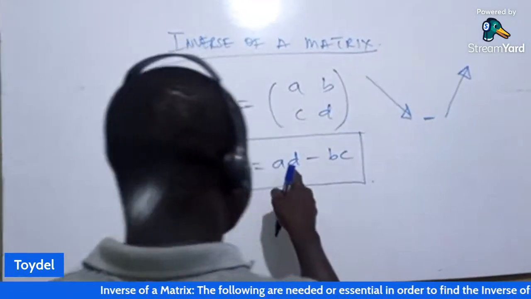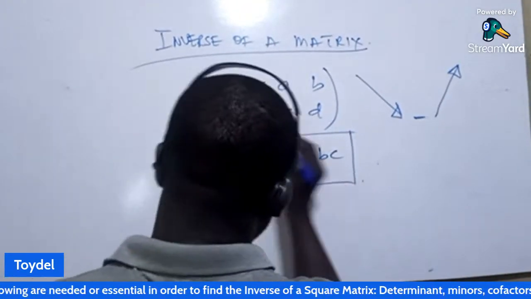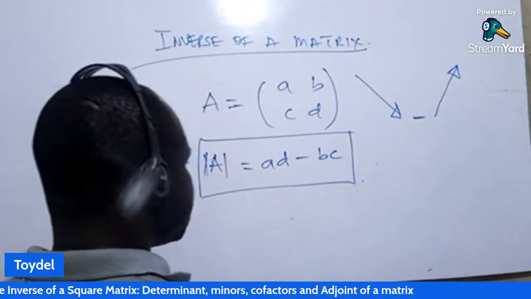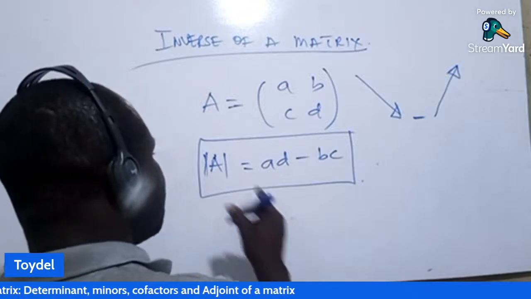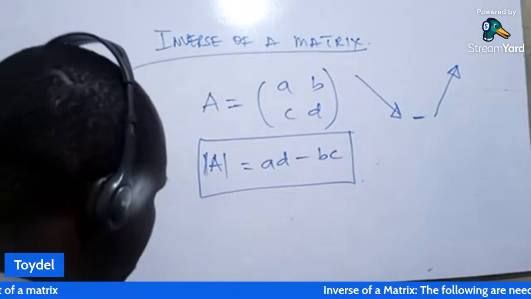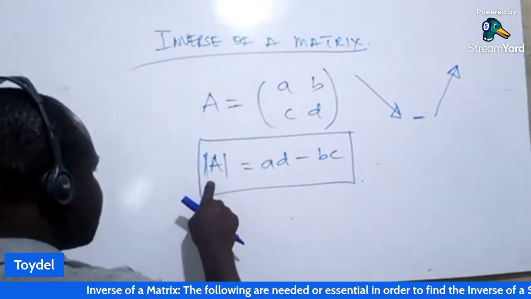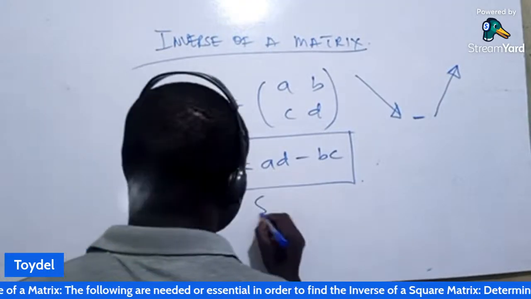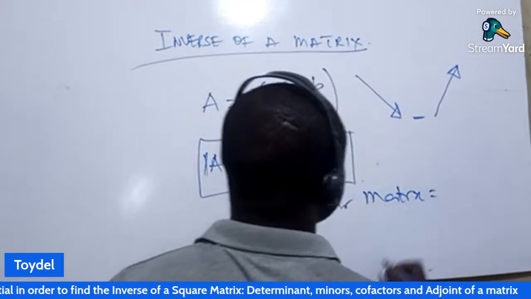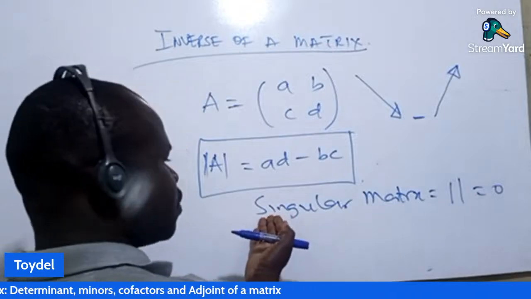If you find the determinant of the matrix and you get a value that is non-zero, then it shows that the matrix has an inverse. But if the determinant is zero, it shows that the matrix does not have an inverse. A singular matrix is a matrix that has its determinant equal to zero. So a singular matrix has no inverse.